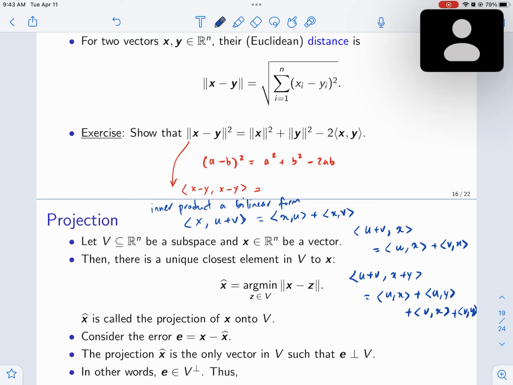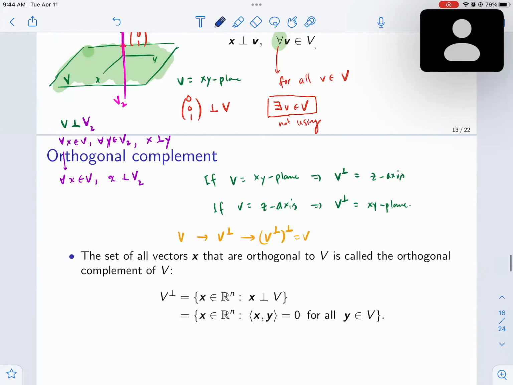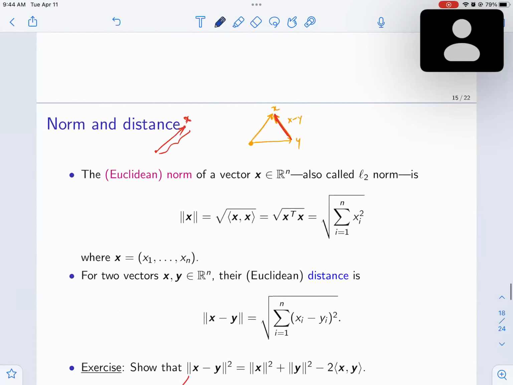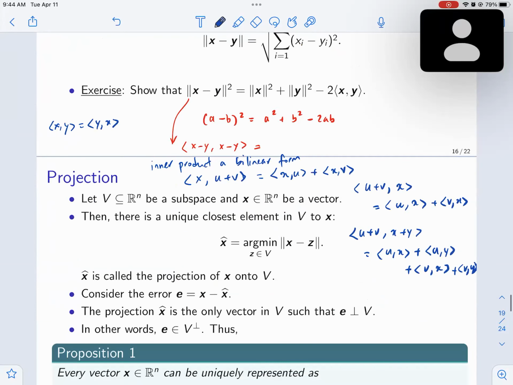And if you do this here, there's also symmetry. So the inner product of xy is the same as yx. If you look at the definition, it's symmetric. So if I change the order of x and y, it doesn't matter. So using the bilinearity and symmetry, it is a bilinear symmetric form.